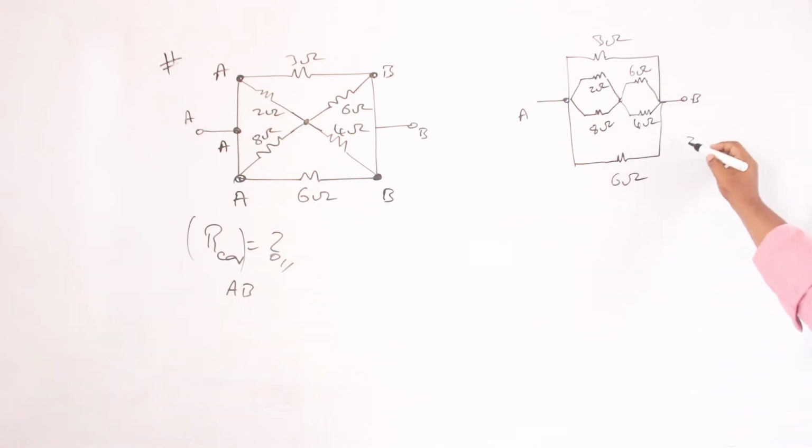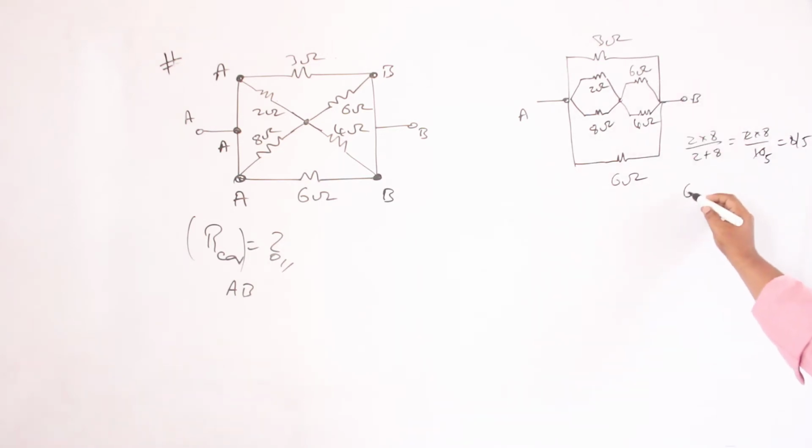So first to do this calculation, 2 into 8 divided by 2 plus 8. So 2 into 8 divided by 10. So 2 ones are 2, 2 fives are 10, so 8 by 5. Clear? Next you do this calculation, 6 into 4 divided by 6 plus 4. So 6 into 4 divided by 10. So 2 twos are 4, 2 fives are 10. So 12 by 5. Clear?